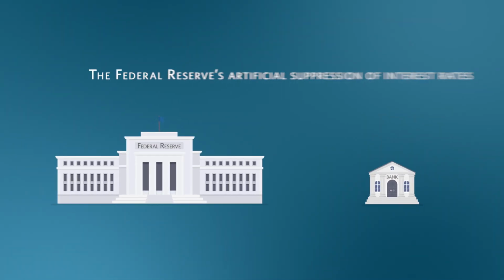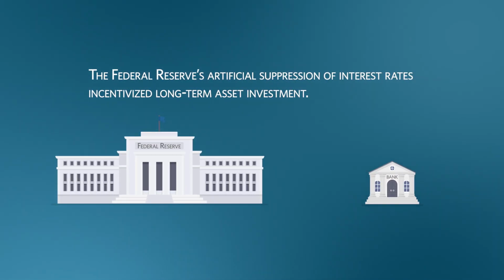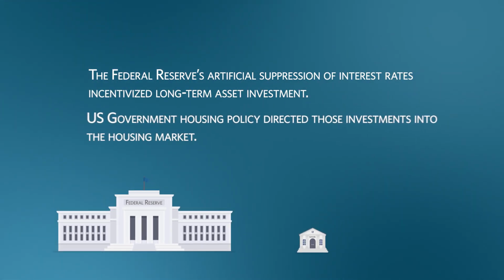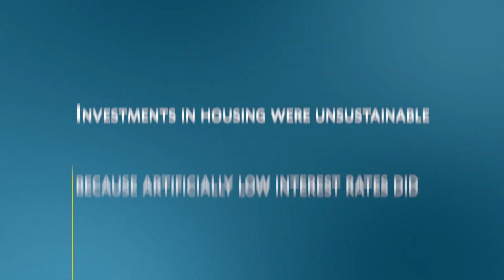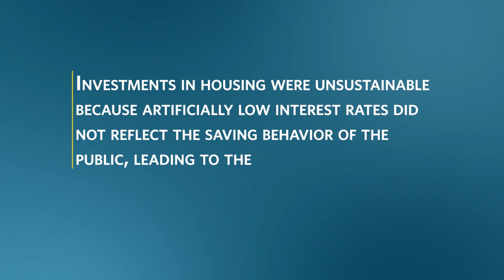happened and why. Austrians argue, in short, that the Federal Reserve's artificial lowering of interest rates through credit expansion after 2001 created an incentive to invest in long-term assets, and U.S. government housing policy directed that credit into the housing market. Because the lower interest rates did not reflect the real saving behavior of the public, the investments in housing were ultimately unsustainable, leading eventually to the housing crisis.